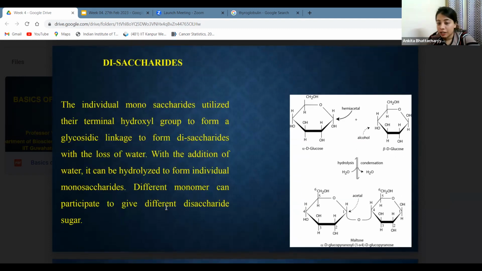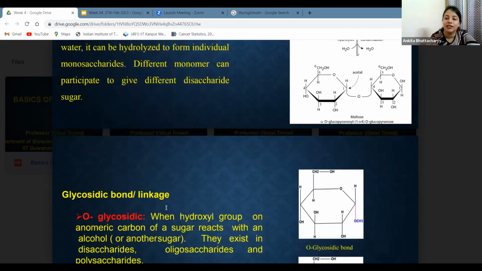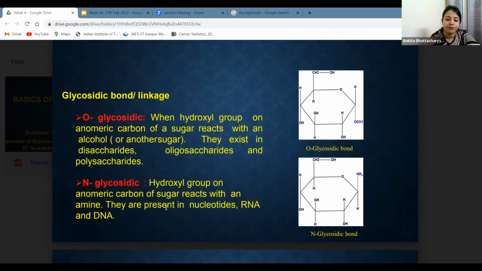Then come disaccharides. We were talking about monosaccharides all this while. Disaccharides are formed when individual monosaccharides utilize their terminal OH group to form a glycosidic linkage, losing one water molecule. When you add water, it can be hydrolyzed again to form individual monosaccharides. So different monomers can participate to give you different disaccharide sugars. So there is hydrolysis, or there can be condensation, resulting in a reversible reaction between the two.